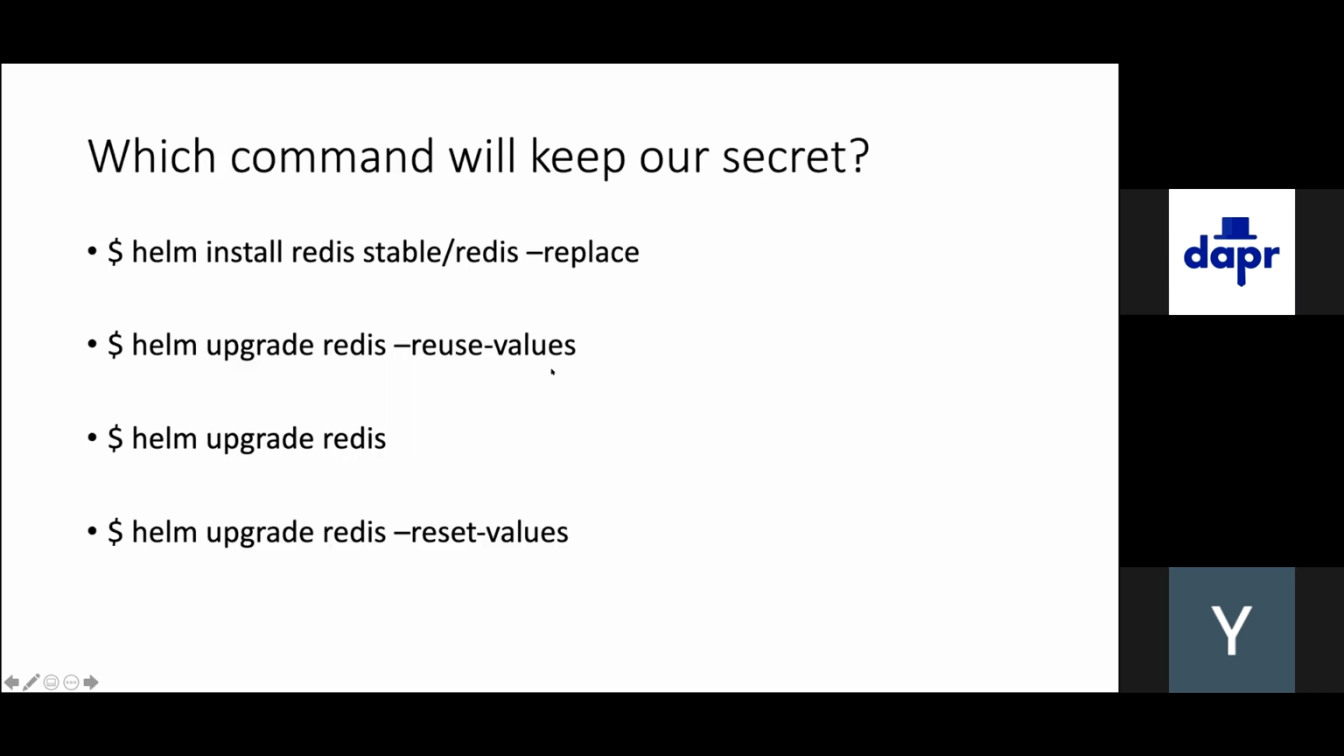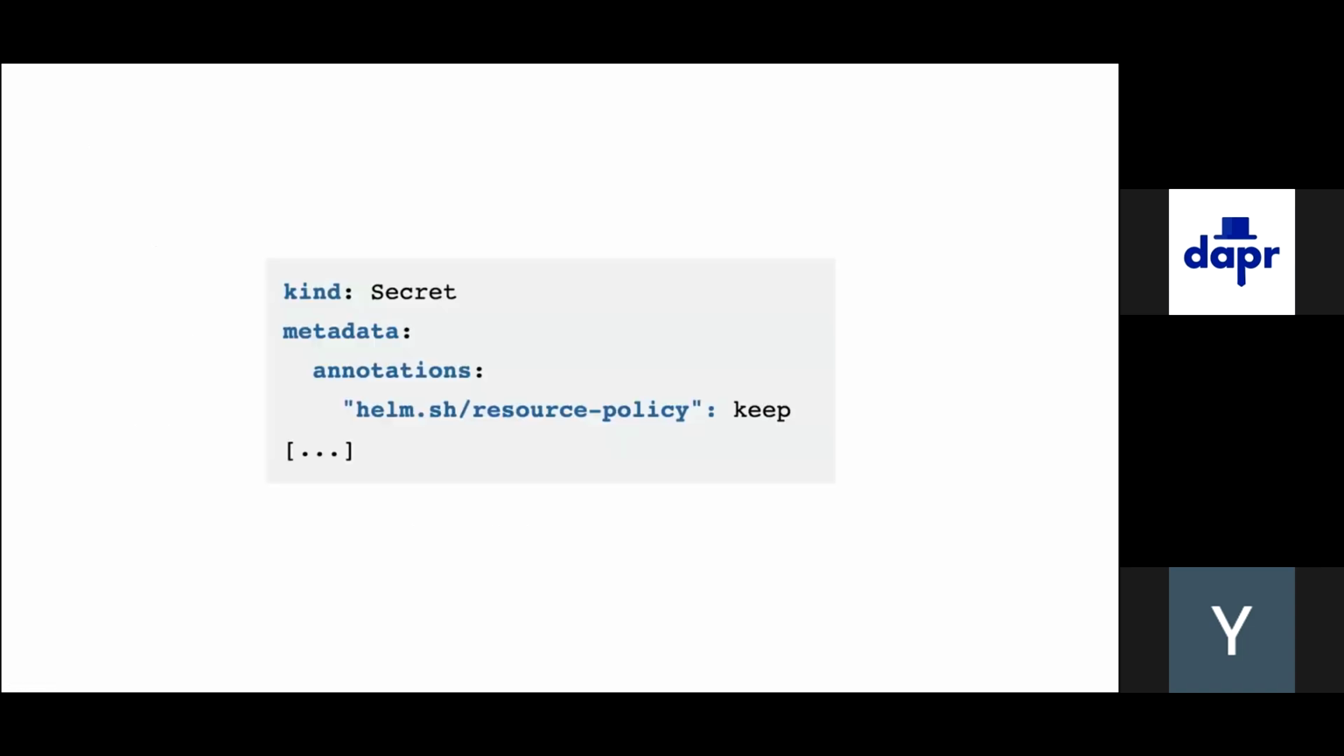Whatever upgrade command we use, Helm will delete the secret and regenerate a new one without the ability to keep it. The way to tell Helm to keep the secret is to not rely on the URL repository for the chart anymore. We need to download the YAML files, edit them manually, and add this nice helm.sh/resource-policy: keep here. But that has its own set of issues.